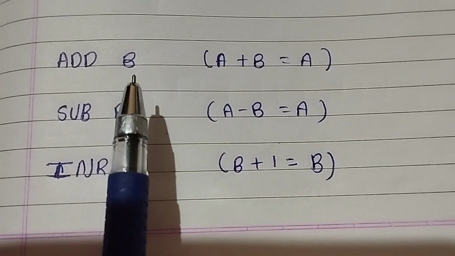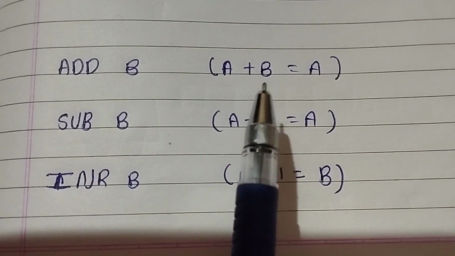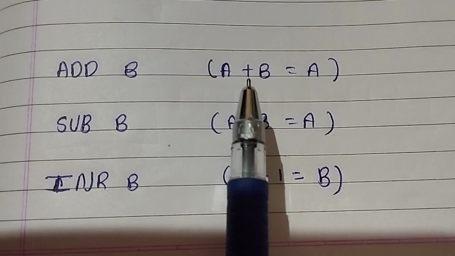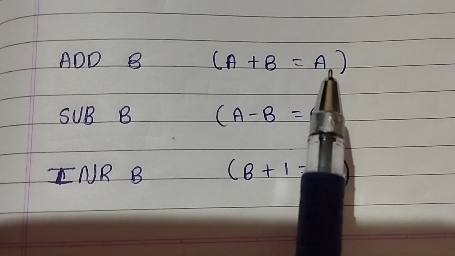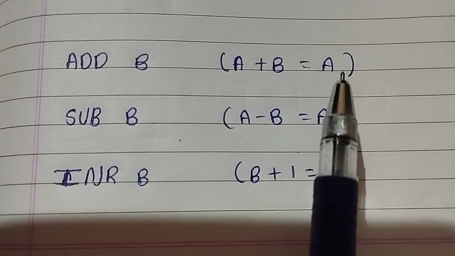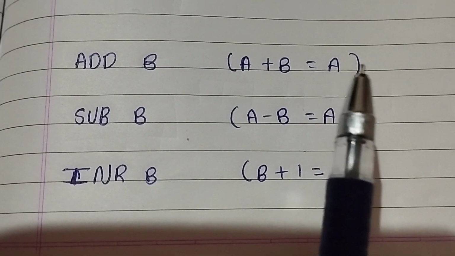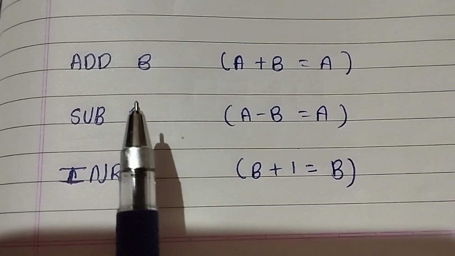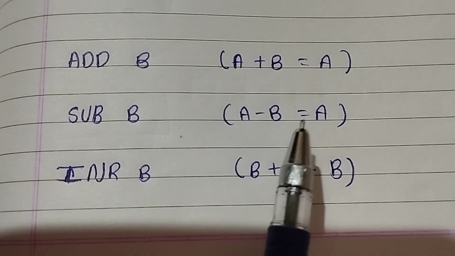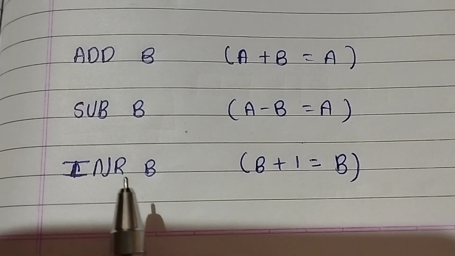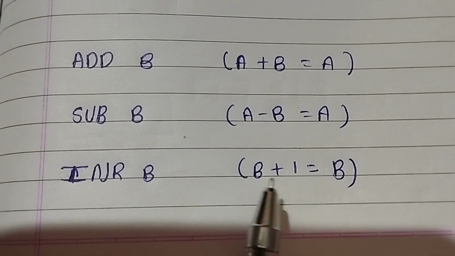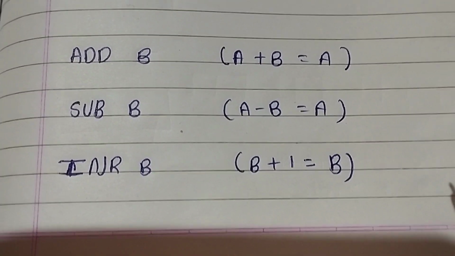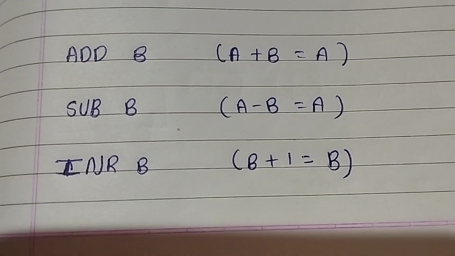So we know ADD B means add B's data into the accumulator and store it again into the accumulator. So A plus B is equal to A. For this instruction we need only one machine cycle, opcode fetch. In the same way, SUB B means subtract B: A minus B is equal to A, and INR B means increment B: B plus 1 is equal to B. So for this type of instruction we need only one machine cycle, which is opcode fetch.